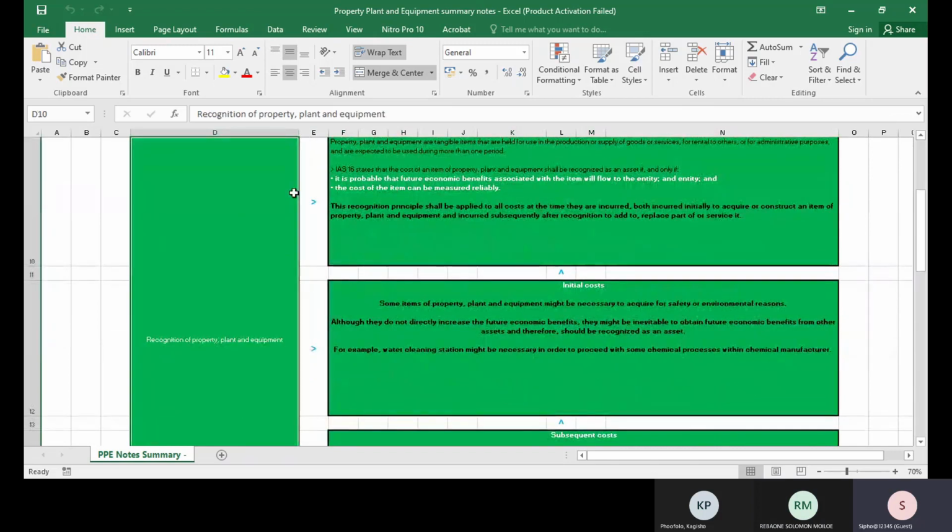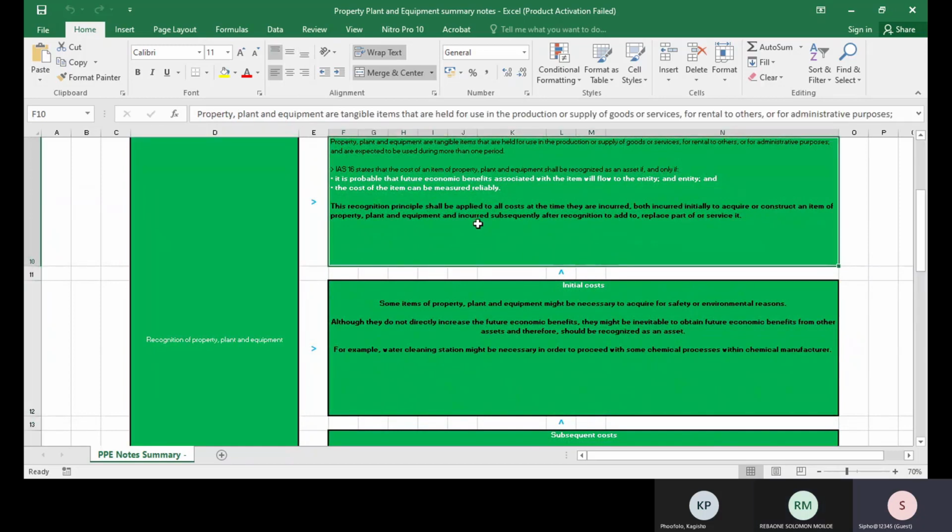So, recognition of property, plant and equipment. Yeah? One thing you need to know is when you are in a position to say that, when you buy an asset, you can actually recognize it in your books or in your balance sheet, right? So IS 16 says property, plant and equipment are tangible items that are held for use in the production or supply of services. In the production, you remember that example that I did for you, where we bought a plant and then we were going to produce milk. So you can use that plant to produce milk. Hence they are saying in production, supply of goods and services.